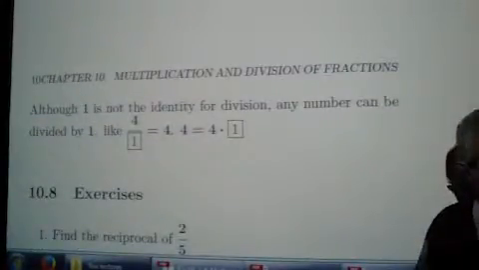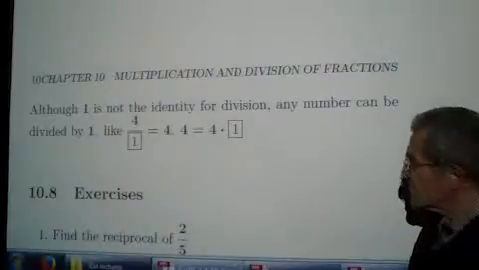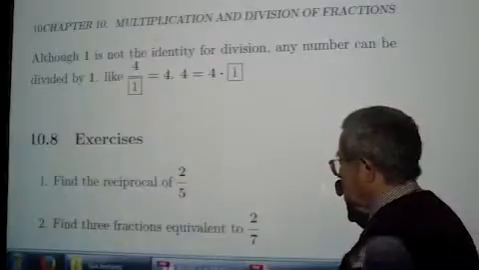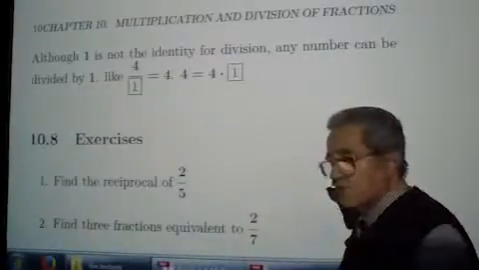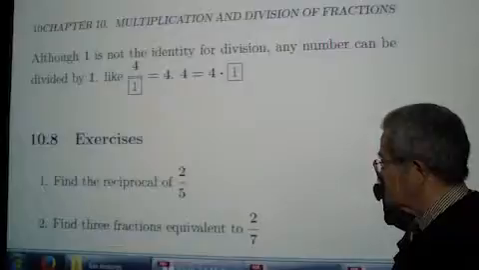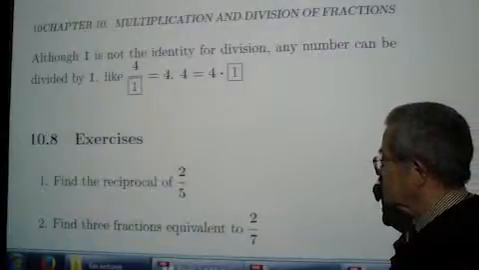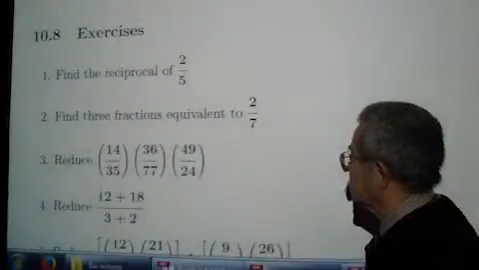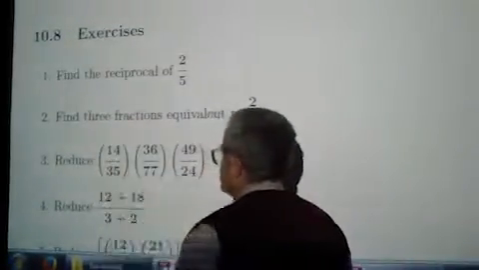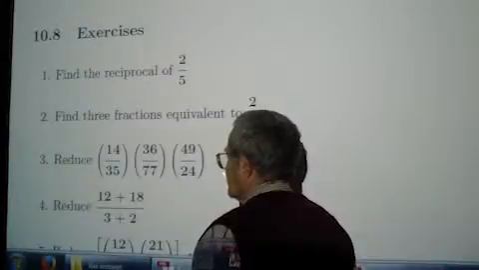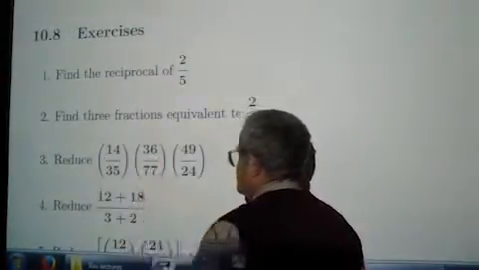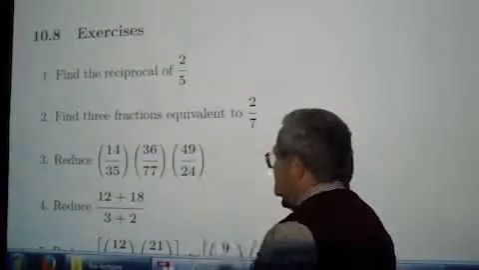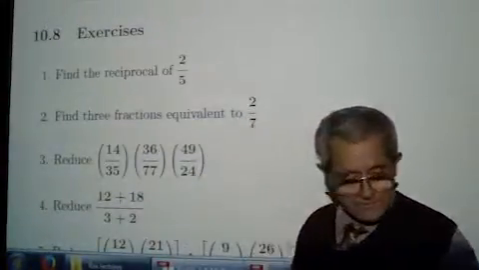Okay, we do some exercises. Find the reciprocal of 2 over 5. Find 3 fractions that are equivalent to 2 over 7. Reduce 14 over 35 multiplied by 36 over 77 multiplied by 49 over 24.